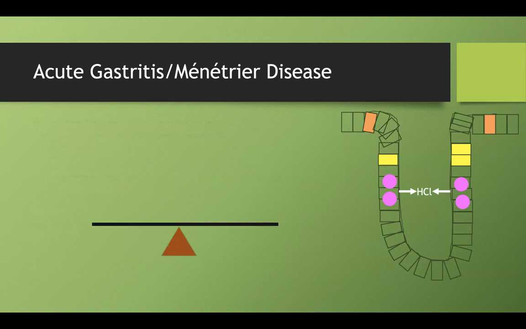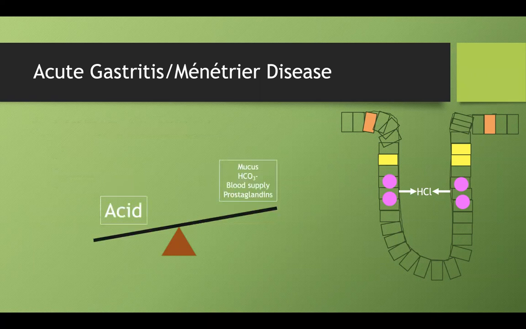So when you think about acute gastritis and Menetrier disease, I just want you to think about that balance. On one side of the scale, we have our acid, and on the other side, we have all these defenses. And if the side tips to where you have too much acid and not enough defense, you're going to get acute gastritis. And you can remember that by more acid equals acute gastritis. So the AC is going to help you remember.